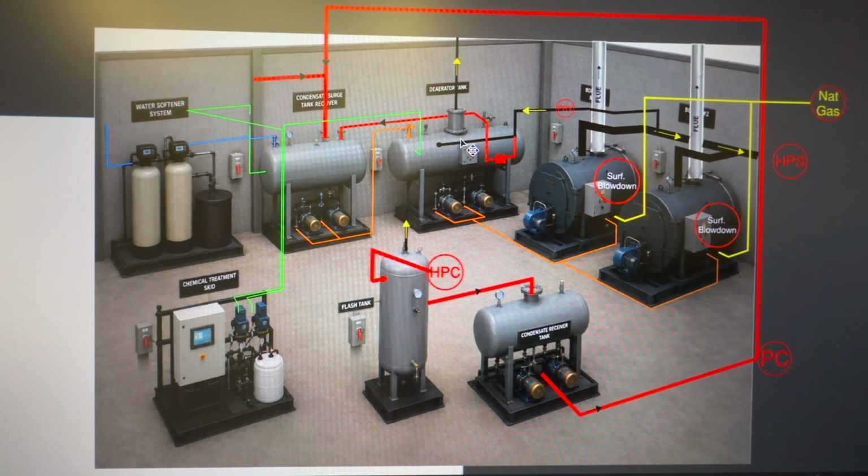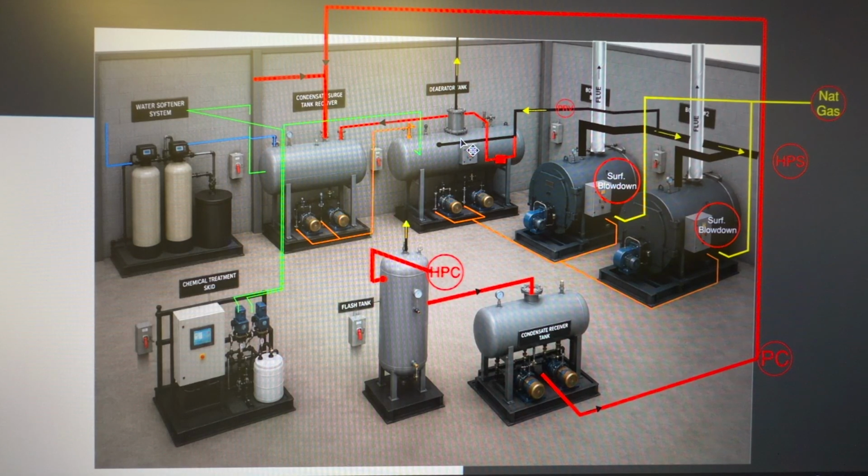The next piece is the deaerator tank. The deaerator removes dissolved oxygen and carbon dioxide from boiler feed water before it enters the boilers. Oxygen is one of the leading causes of internal boiler corrosion. The deaerator helps heat the feed water to near saturation temperature, allowing dissolved gases to escape through a vent.